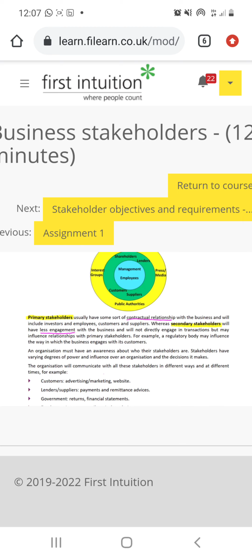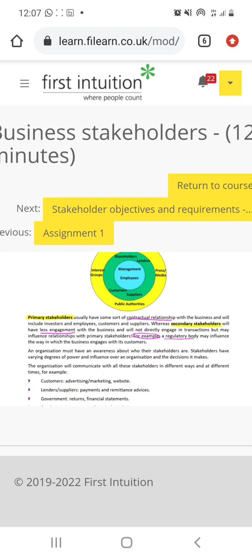We have an example on the page here. For example, a regulatory body may influence the way in which a business engages with its customers. For example, thinking about the regulatory body for financial services, we have the Bank of England and the FCA, the Financial Conduct Authority. They'll regulate how banks engage with their customers in terms of protecting the consumers, the marketing, and they set the standards within the financial industry.